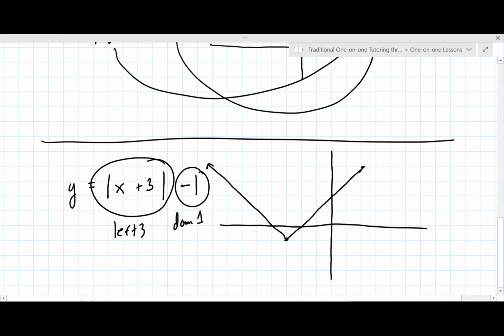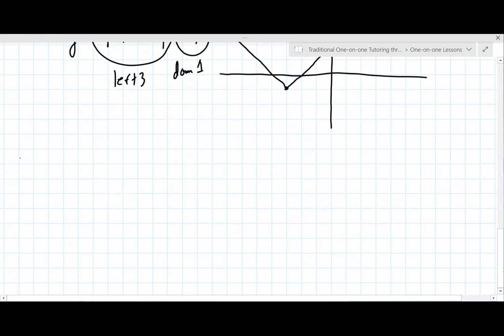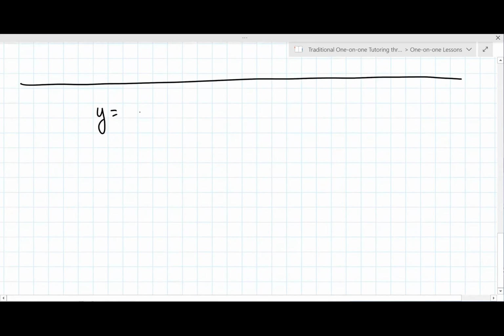Okay. So now I'm going to give you a new problem, and you need to tell me what's going to happen here. So let's say y equals absolute value x minus 3 plus 2. I need to know left or right, up or down, and then how much for each one.